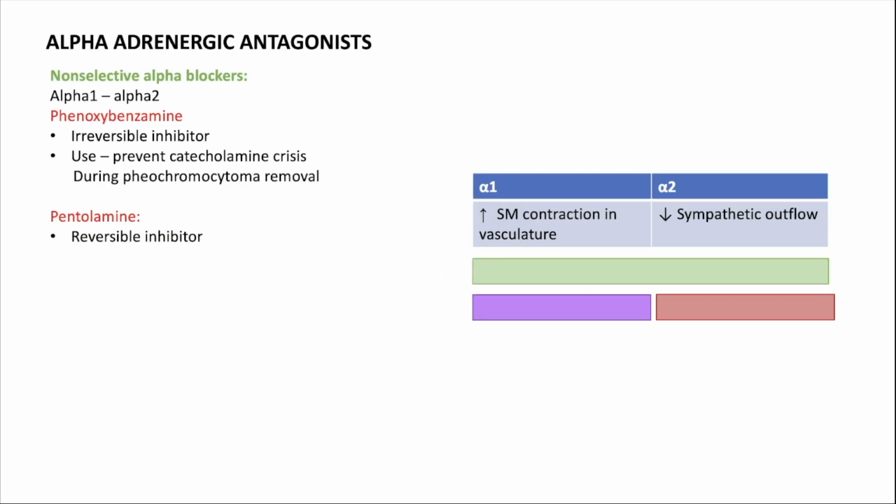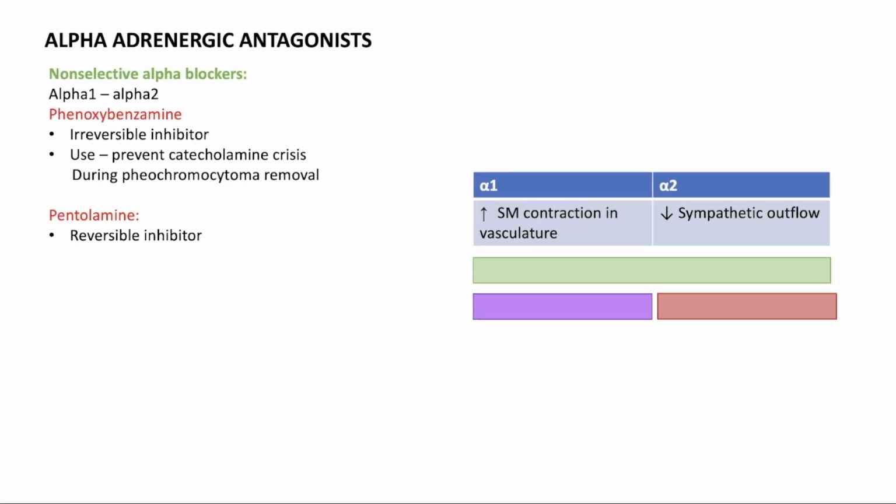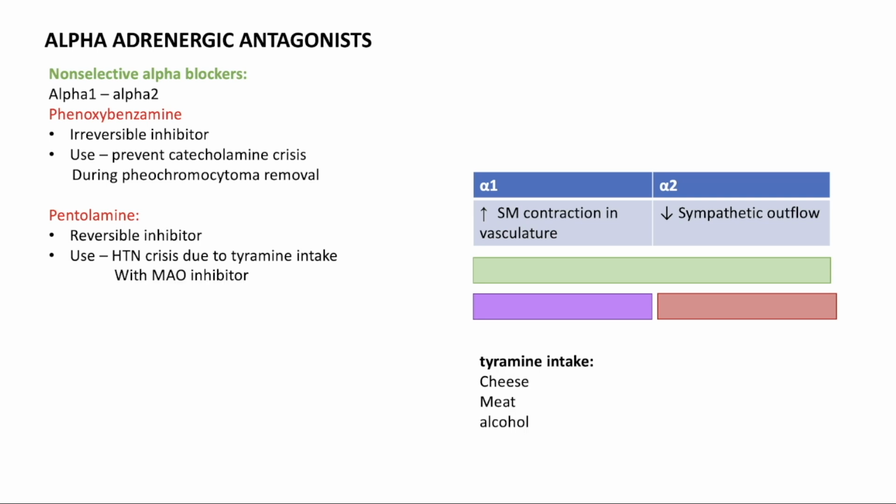There is one more drug, phentolamine, which is a reversible non-selective alpha blocker, used in the treatment of hypertensive crisis due to tyramine intake in patients who are on MAO inhibitors. Usually, if a patient on an MAO inhibitor consumes tyramine-containing foods like cheese, meat and alcohol, tyramine levels will increase, and tyramine, being an indirect-acting sympathomimetic agent, will increase the blood pressure.